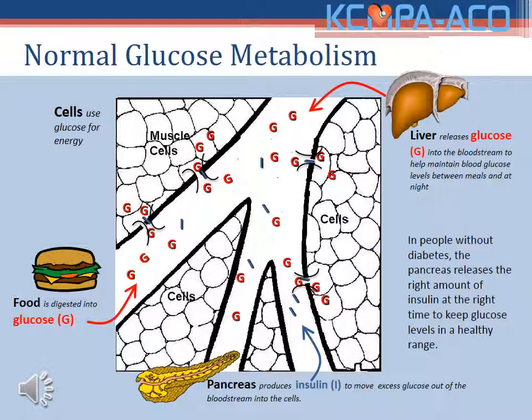Insulin is a hormone produced by the pancreas. It acts like a key to unlock a doorway into the body's cells. Insulin is needed to move glucose out of the bloodstream and into the cells so it can be used for energy. In people without diabetes, the pancreas releases the right amount of insulin at the right time to keep glucose levels in a healthy range.